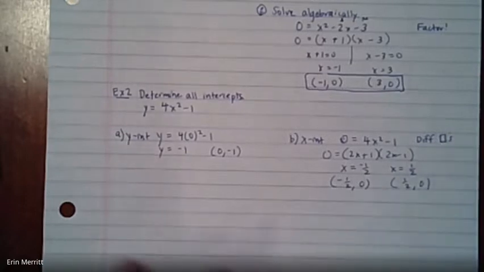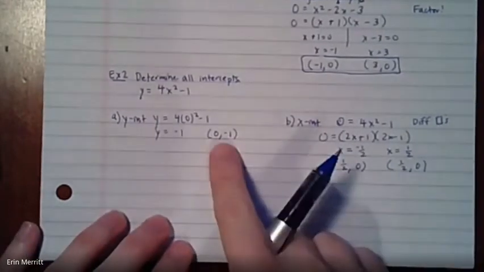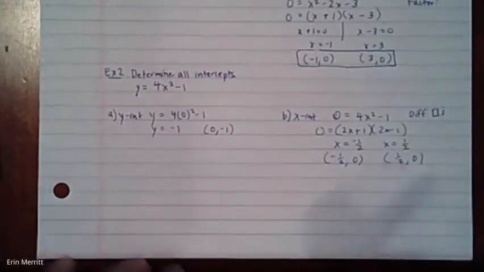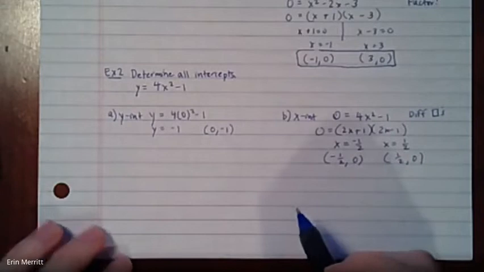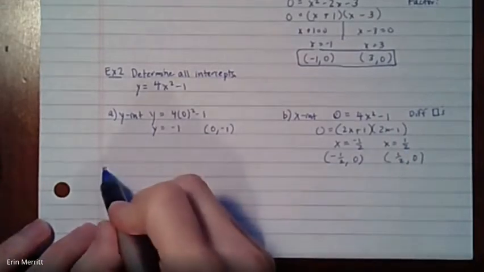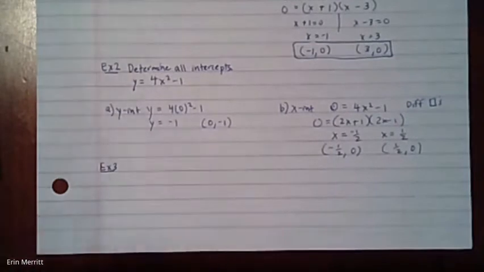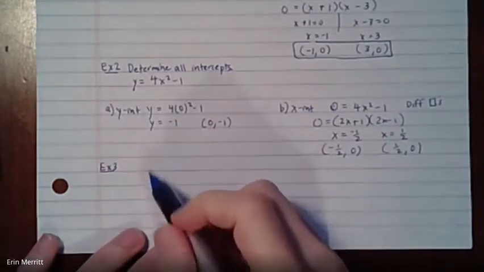So it doesn't tell the full story, but you at least know this is where it's hitting the y-axis, here's where it's crossing the x-axis, and you can kind of put together a picture even without your calculator. Let's see if we can sneak in one more example here. So example 3, same thing, determine all the intercepts.